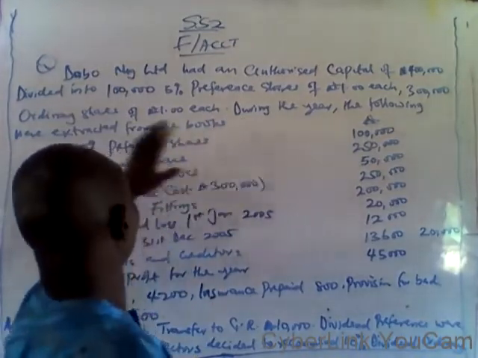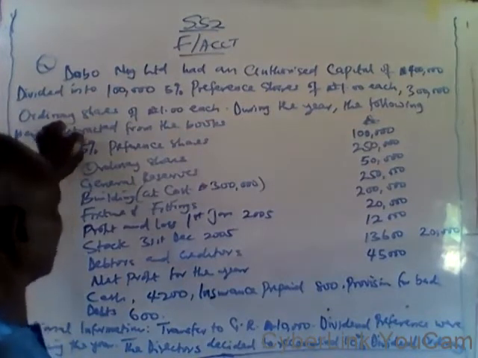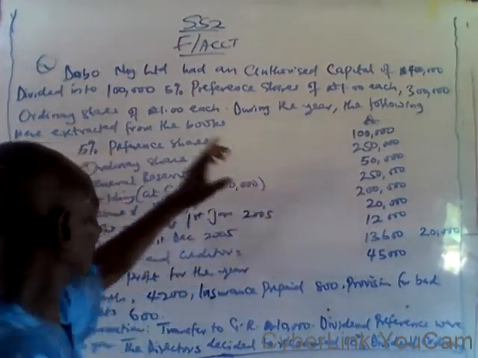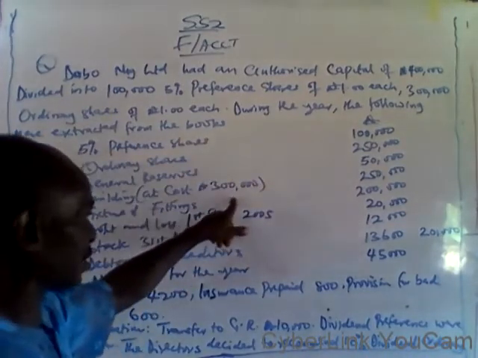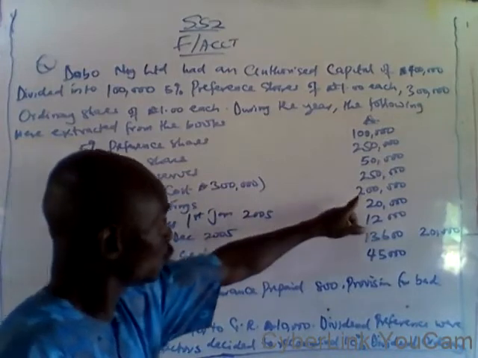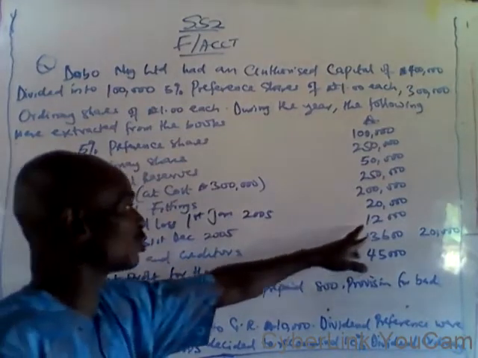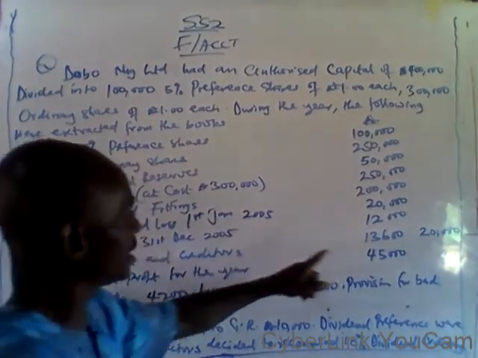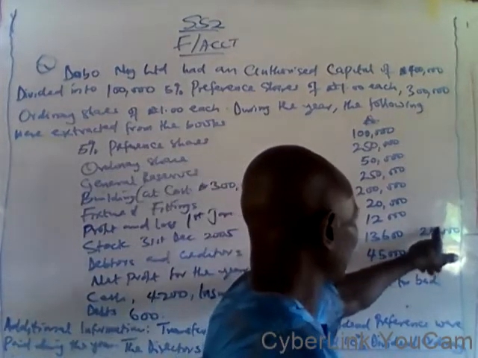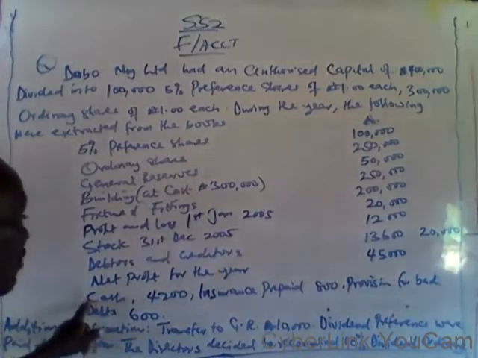During the year, the following were extracted from the books: 5% preference shares 100,000, ordinary shares 250,000, general reserve 50,000, building at cost 300,000, now the net book value is 250,000, picture and fitting 200,000, profit and loss 1st January 20,000, stock 31st December 12,000, and debtors and creditors. Debtors are 13,600, while creditors are 20,000. Net profit for the year is 45,000 naira, and you have additional information.